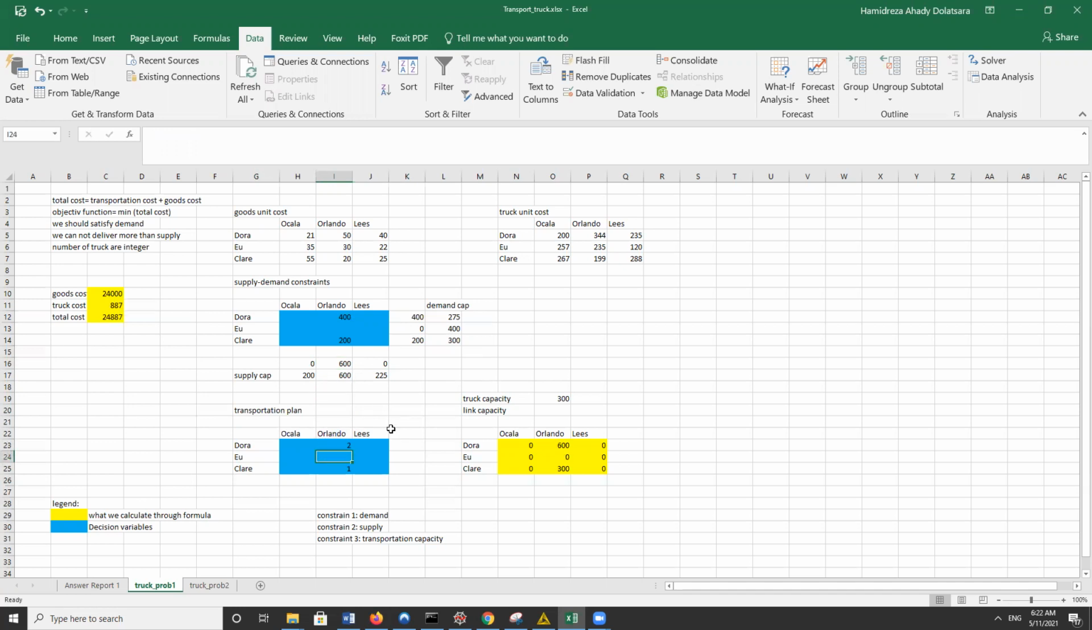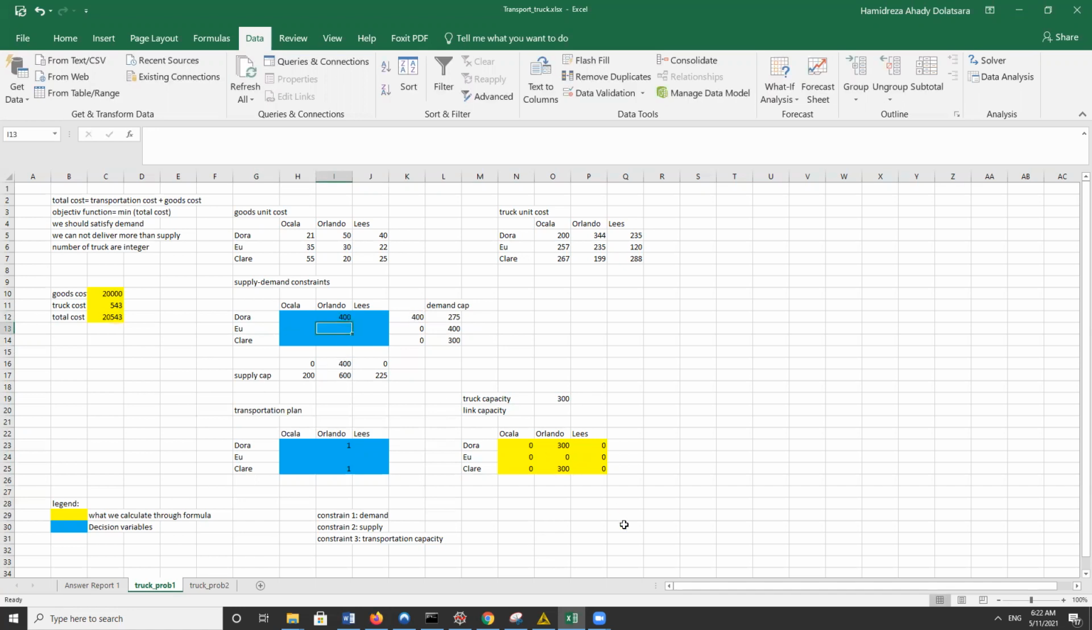So anyway, at the end, you should consider that these supply demand decisions should follow your truck capacity. And we have a plan. So if I send one truck here, my Orlando to Dora shouldn't be 400.